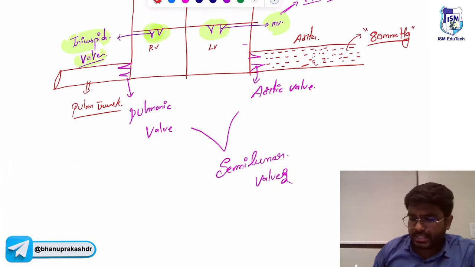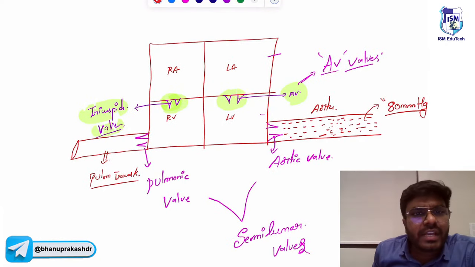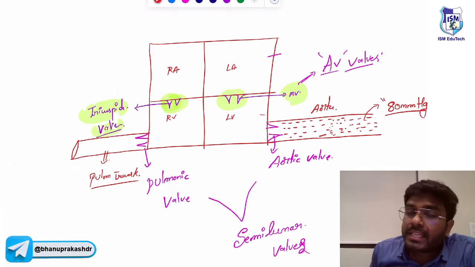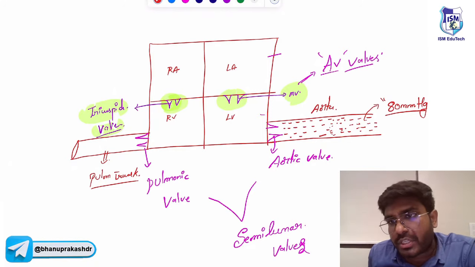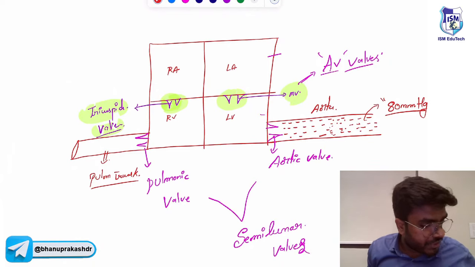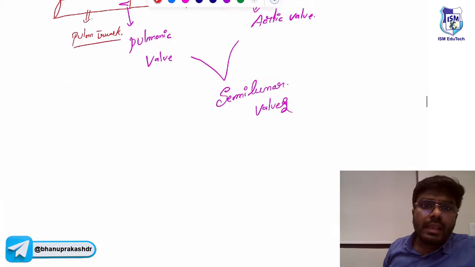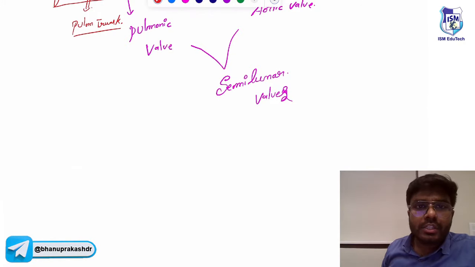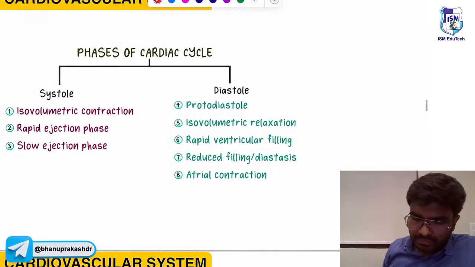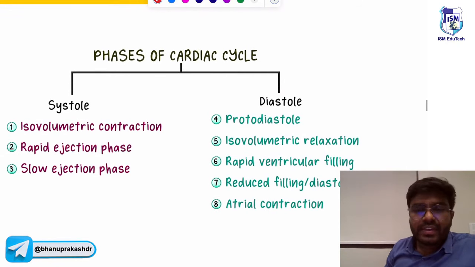Cool, right? Next. So, we have seen the right atria, left atria, right ventricle, left ventricle, the mitral valve, tricuspid valve, pulmonic valve and aortic valve. And I have also explained that the pressure in the aorta when the heart is not contracting is 80 mmHg. Now, let me show you the phases of the cardiac cycle.